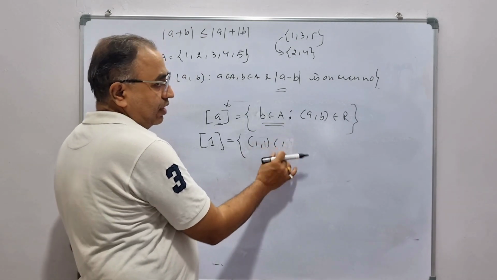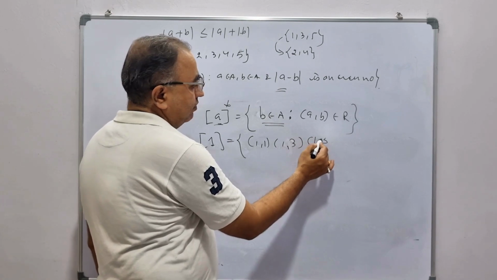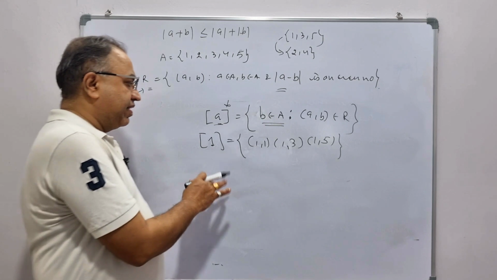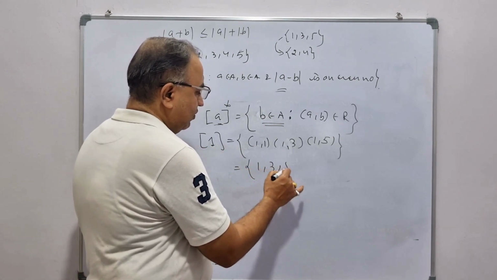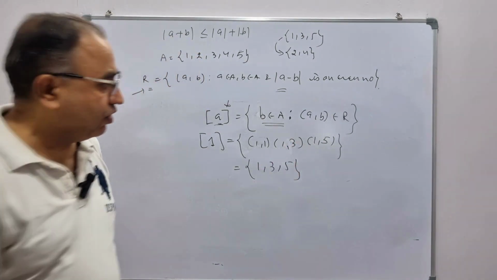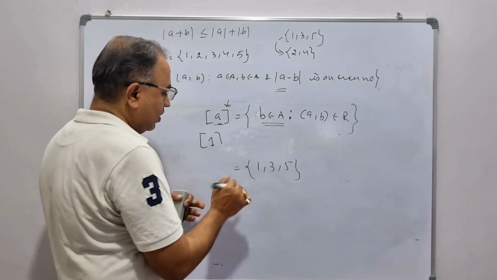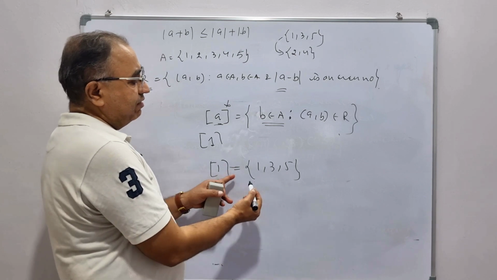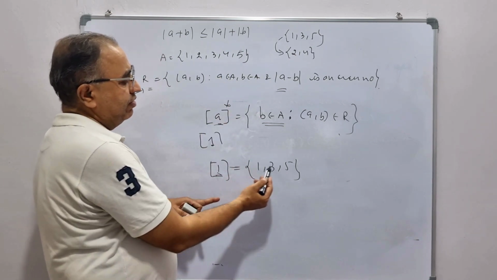1, 2, is it there or not? No. 1, 3, 1, 5. These are the elements related to 1. So what will be the equivalence class finally? {1, 3, 5} only. So this was only for explaining to you, but the answer is only this set. So this is the equivalence class of 1. The equivalence class of 1 is a collection of all those entries of the set which are related with 1: 1, 3, 5.